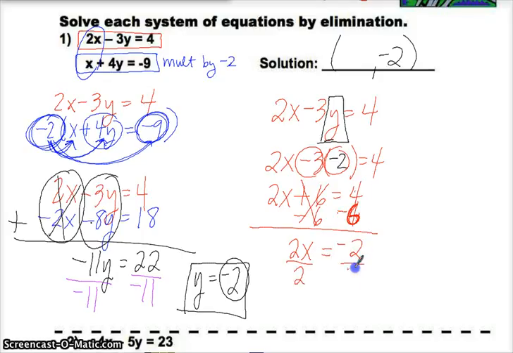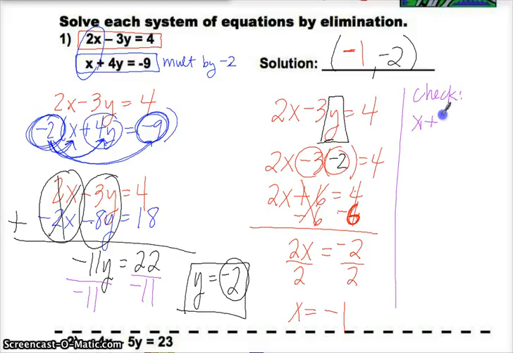Divide each side by 2. So x equals negative 1. So my solution is -1, -2. Now, if you want to do a quick check, you just plug in these numbers and see if they work.